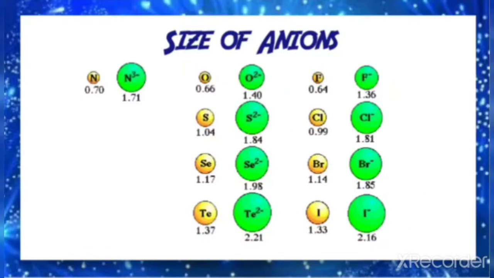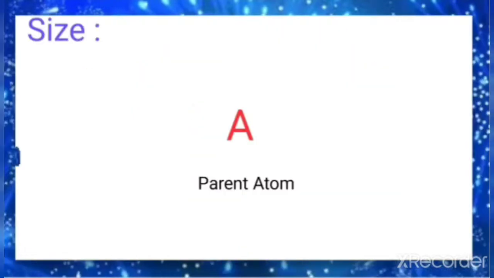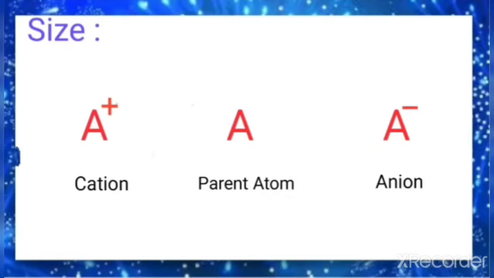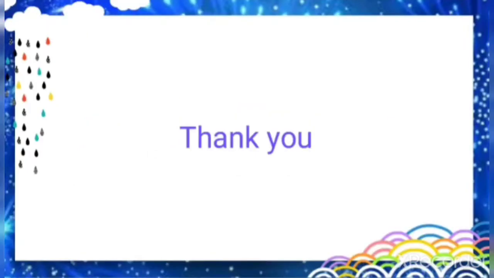So how do we conclude about the size? If A is the parent atom, then let A plus be its cation and A minus be its anion. When you compare the size, it will be in this order: the size of the anion is greater than the size of the parent atom, and the size of the parent atom is greater compared to the size of the cation. So this is all about the size of the cation and anion, which we have discussed in the case of ionic radius.